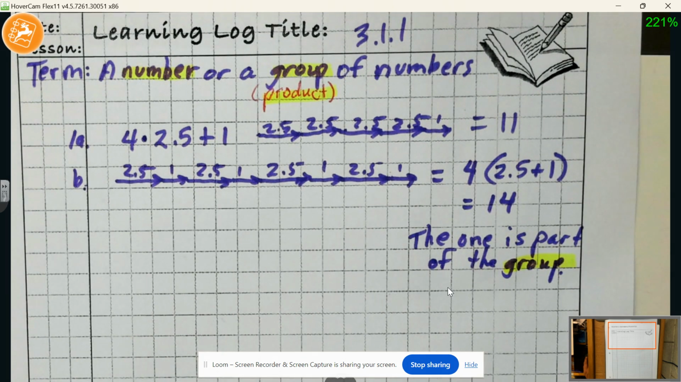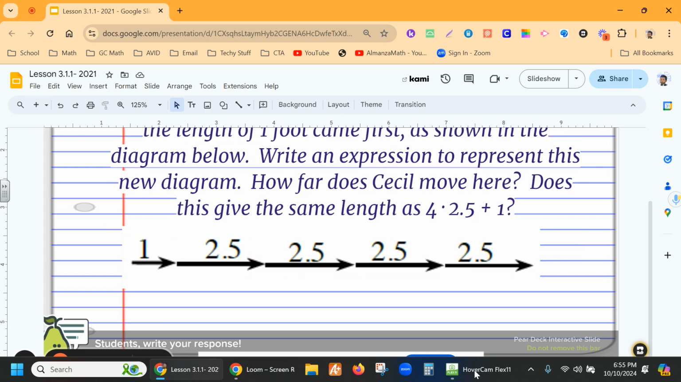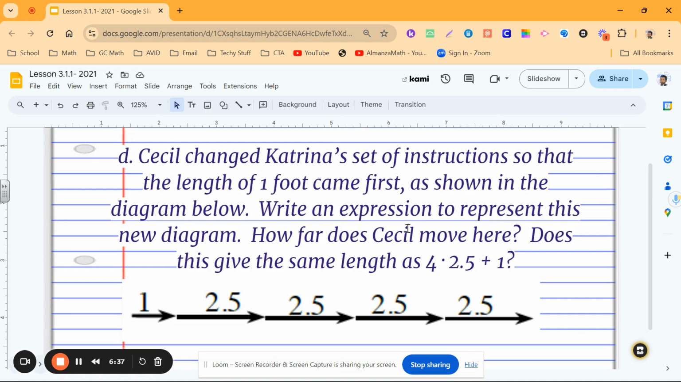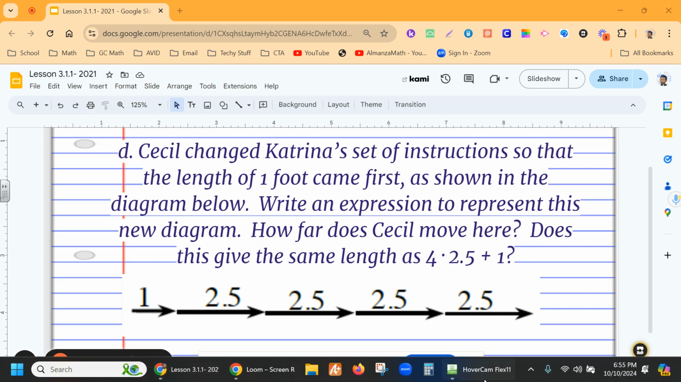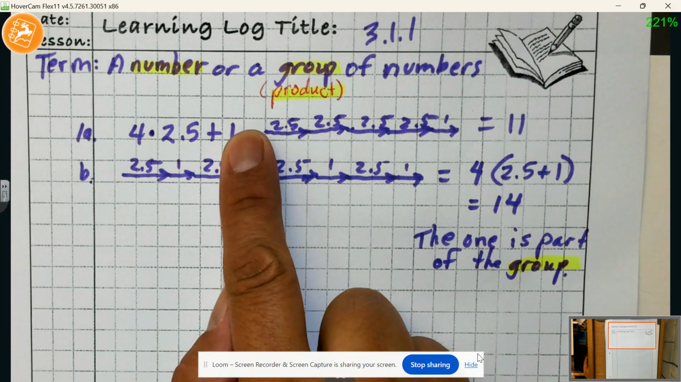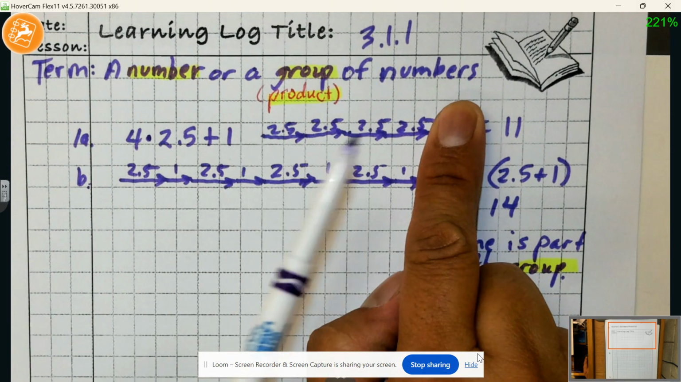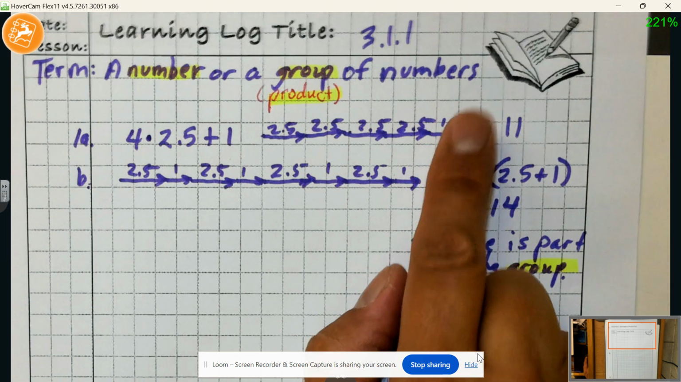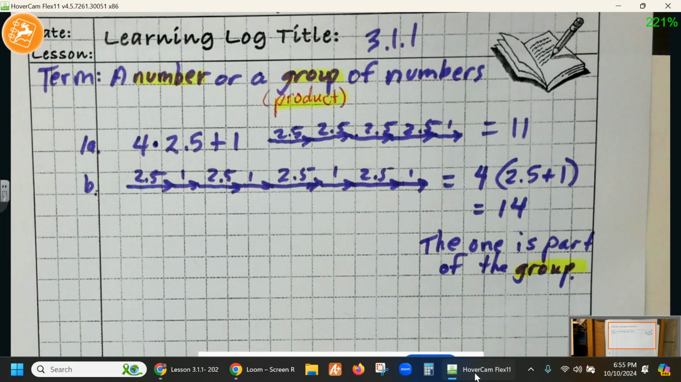All right, so let's look at a next example. This is the same one, but in this case it says, well, what if the 1 came first? If instead of 4 groups of 2.5 and 1, would that change the value of that first expression? Okay, so if we took that 1 and we put it here, would we not get 11? We would get 1 and then 5 and then 5. That would still be 11. So that plus 1 could be 1 plus this. Okay, and that wouldn't really affect it.